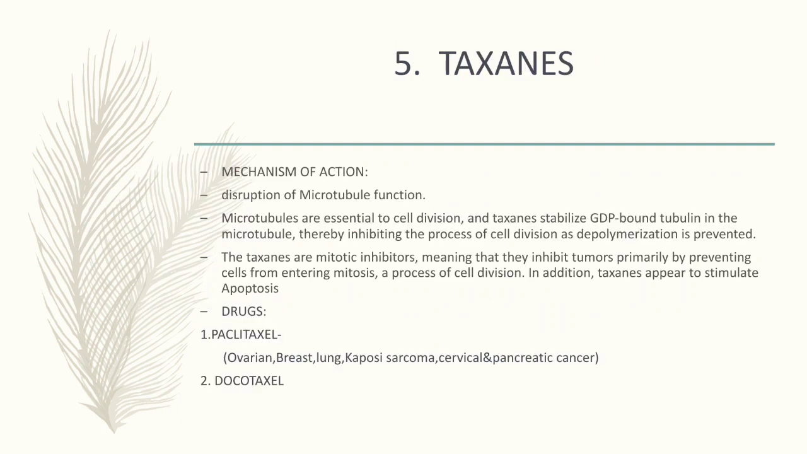Taxanes. The possible mechanism of action of taxanes is disruption of microtubule function. Microtubules are organelles which are very essential for cell division, and the taxanes stabilize GDP-bound tubulin in the microtubule, thereby inhibiting the process of cell division, and depolymerization is prevented. The taxanes are mitotic inhibitors, meaning that they inhibit tumors primarily by preventing cells from entering mitosis, which is a process of cell division. In addition, taxanes appear to stimulate apoptosis.